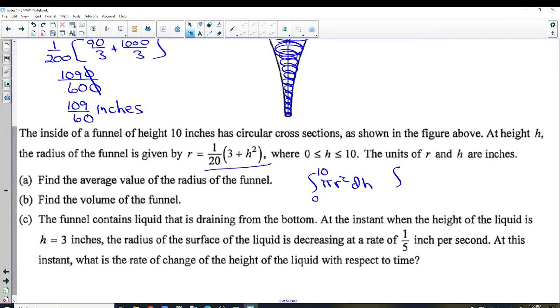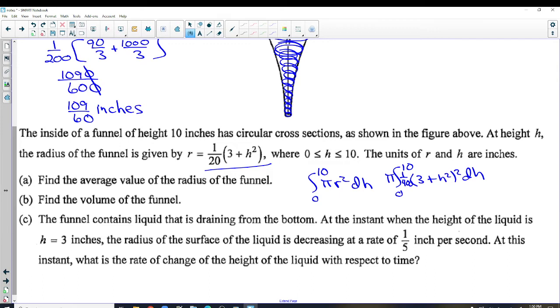So this is the integral from 0 to 10 of pi, and then 3 plus, let's do 1 over 400. I have to square the 1/20th also, so I squeeze out 1 over 400 in. 3 plus h squared, squared, dh. So that's going to give you the volume of this, whatever this thing is, funnel.